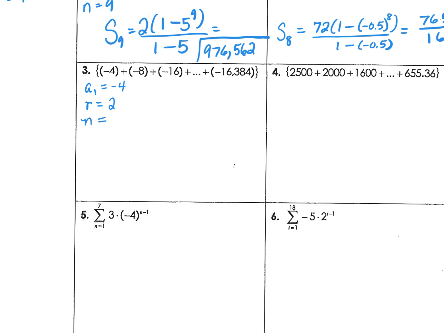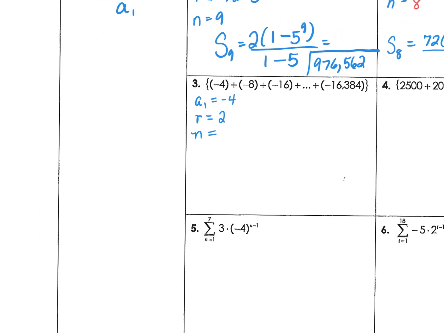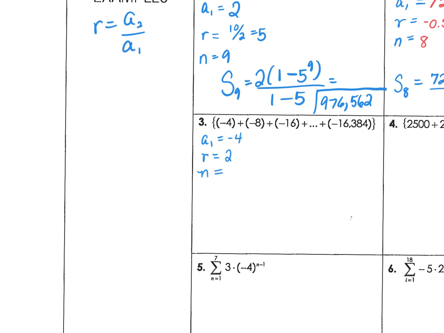To solve for n, we know this. And you may not remember this, but another formula you need is a sub n equals a sub 1 times r to the n minus 1. This is the geometric version of finding the nth term. Well, we know what the nth term is, don't we? Think about it. The nth term is this.